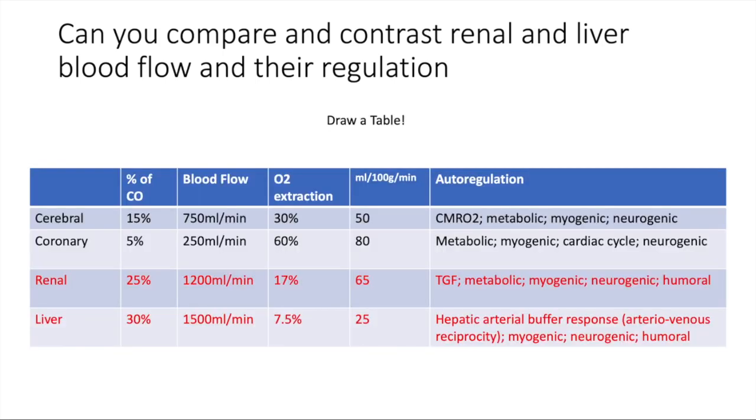The cerebral, coronary, renal, and liver blood flow and autoregulation mechanisms are commonly asked in the exam. So try to memorize these numbers and understand the implication behind them. For example, coronary vessels are tiny and therefore only receive 5% of the cardiac output, but extract up to 60% of oxygen to support a high metabolic rate.